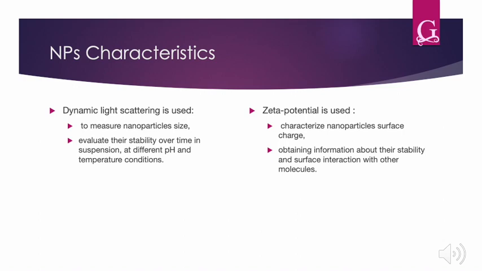We can evaluate the nanoparticles' characteristics by two methods: dynamic light scattering and zeta potential. بالنسبة للدايناميك لايت سكاترينج كتير مهم نعرف ليش يستعمل. مبدئيا هو يستعمل to measure nanoparticle size and evaluate stability over time in suspension at different pH and temperature conditions. والطريقة الثانية اللي هي احنا بنعمل evaluation للنانوبارتيكل عن طريق الزيتا بوتنشال، اللي هو بيستعمل to characterize the nanoparticle surface charge and obtaining information about their stability and surface interaction with other molecules.